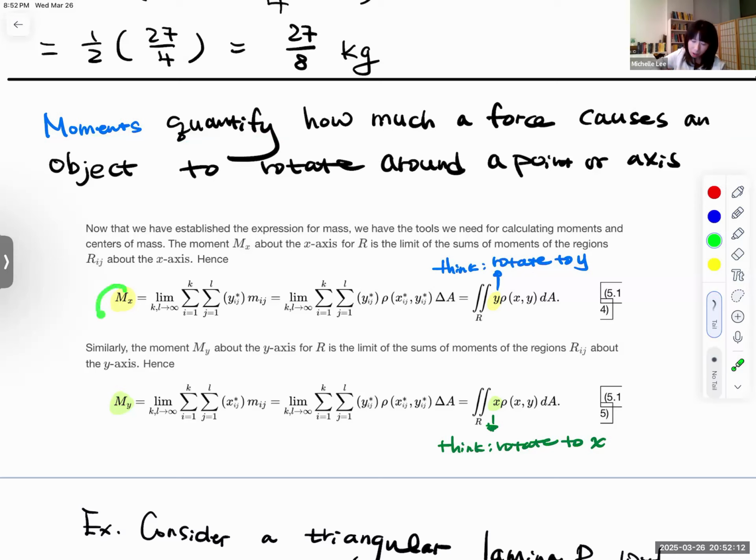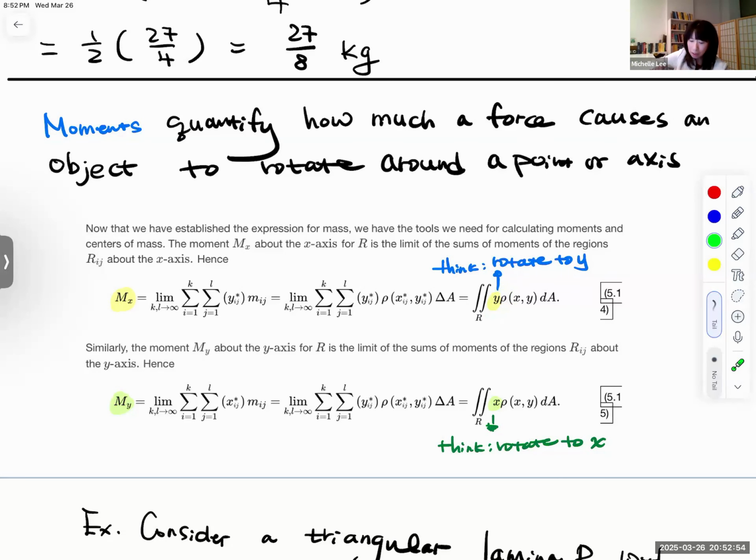So in that case, we want to make a moment about the x-axis. Then let's take a look. We have a Riemann sum, everything, right? Then we get the formula y times the density function, right? Why do we have a moment in terms of the x-axis, but why would you put the y? Because the x-axis is here, the y-axis is there, right? So we rotate to the y-axis. That's why we put the y.